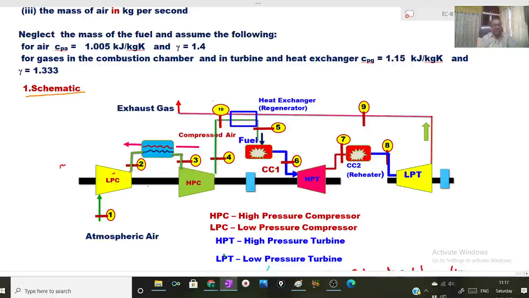So here, as you can see, 1 to 2 is isentropic compression in the low pressure compressor. 2 to 3 is pre-cooling of the compressed air. So this is intercooler actually.